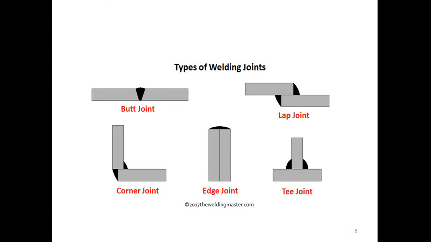This is called an edge joint. And the last type is a T joint. One plate is horizontal and the second plate is vertical, so it forms the shape of a T. And at the corner of that resting surface, welding takes place. This is called a T joint. These are the various types of welded joints, that is butt, lap, corner, edge, and T joint.